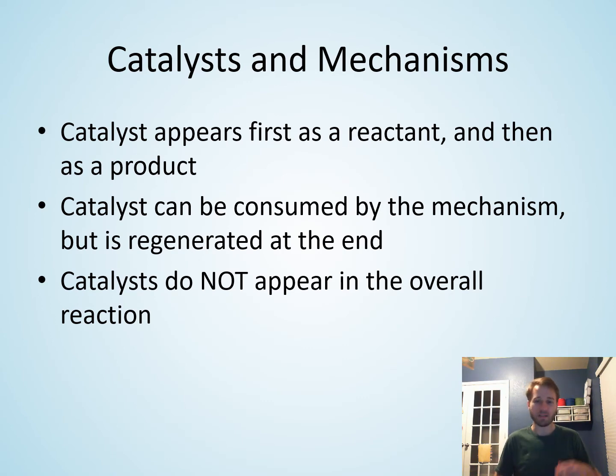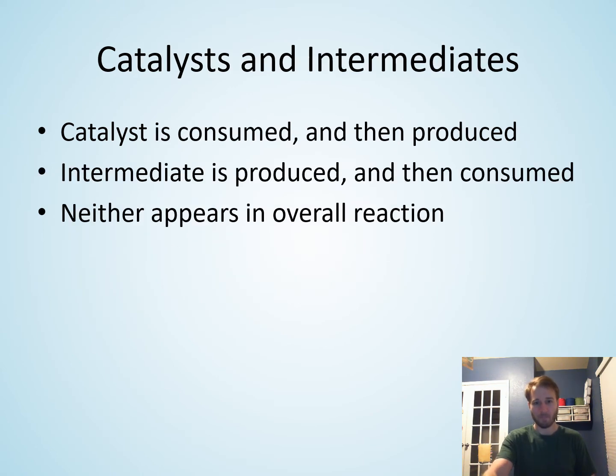A catalyst in the reaction mechanism will appear first as a reactant and then as a product, okay? Catalysts during the mechanism are consumed, but then they're produced again later on. In the overall chemical reaction, catalysts will not appear, because they are not a reactant, they are not a product. But they will appear in our mechanism. Intermediates, as we talked about, are produced and then consumed, while catalysts are consumed and then produced. But neither of these things appear in the overall chemical reaction. They will appear in the mechanism, but not the overall chemical reaction.